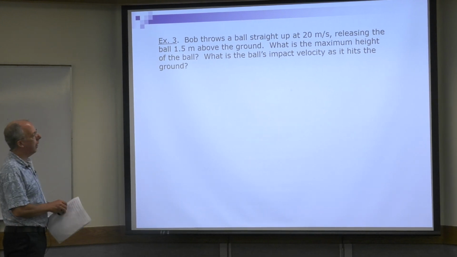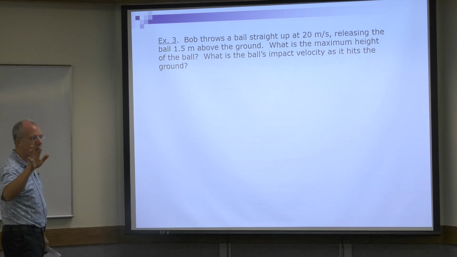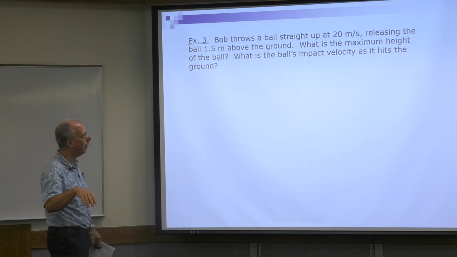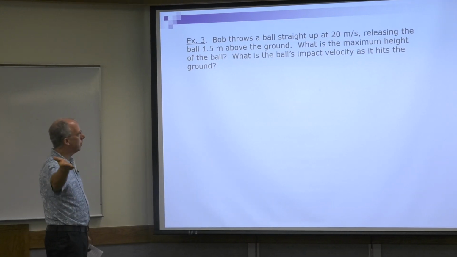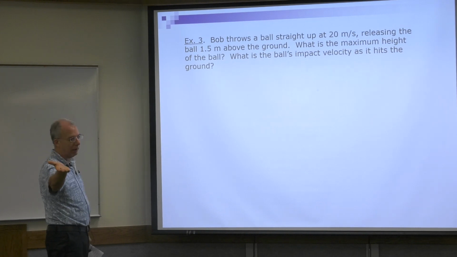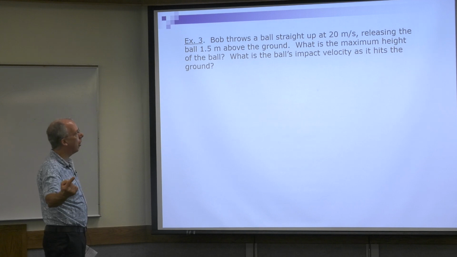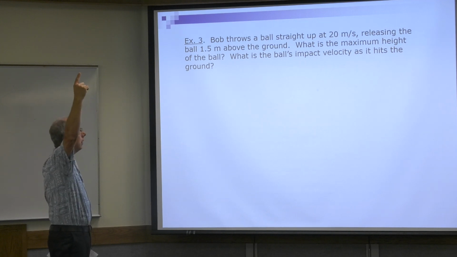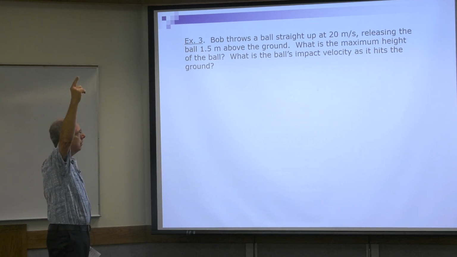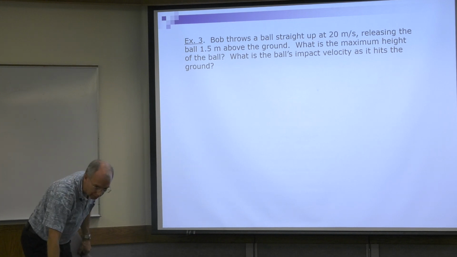Bob throws a ball straight up, 20 meters per second. Now this is a little tricky here. There's a little curve ball. He releases the ball 1.5 meters above the ground. What's the maximum height of the ball? And then, what's the ball's impact velocity as it reaches the ground?